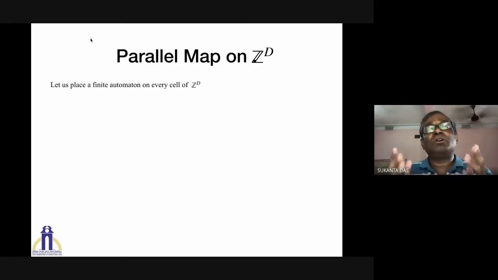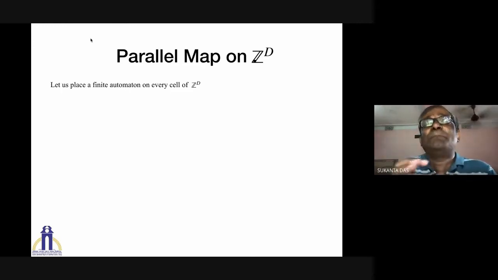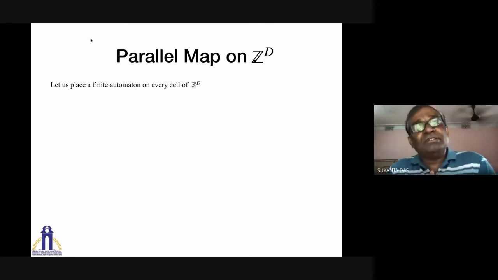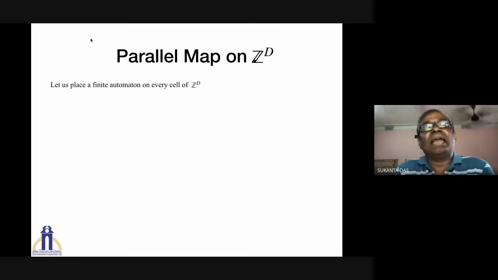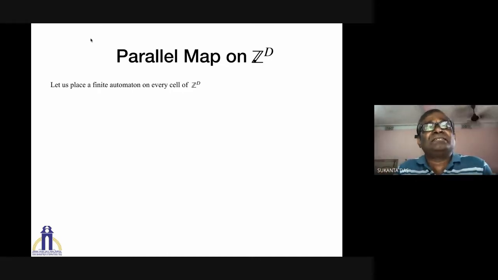Now, what we have seen, Z to the power d consists of several points which are arranged regularly. Let us call the points cells, because the structure is a cellular-like structure, as if the points are cells. Cells are regularly arranged. Now we are placing a finite automaton on every cell of Z to the power d. So the same automaton is placed over that Z to the power d.